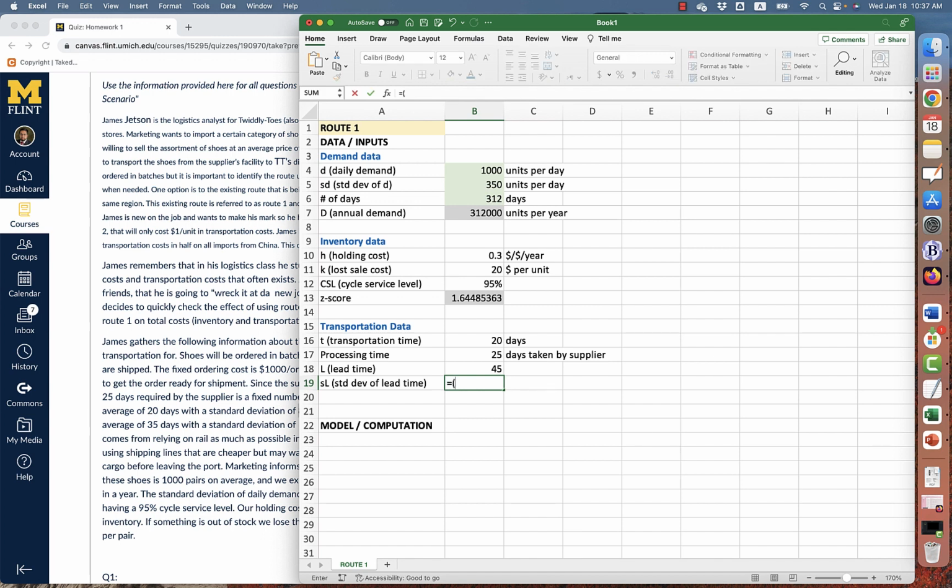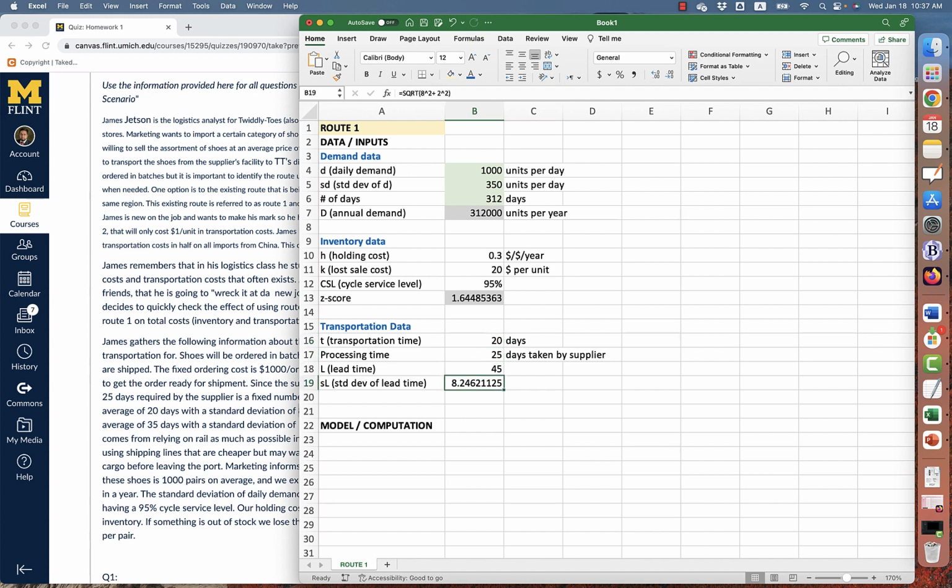It will be standard deviation of transportation time squared. Okay, this hat, which is shift 8, means to raise to the power, plus it will be standard deviation of processing time, whatever that's P. Let's say the standard deviation of the processing time is 2. You would square that, and then you would take the square root of this whole thing, and that'll give you the standard deviation of the lead time, because lead time has 2 components, each with its own standard deviation.